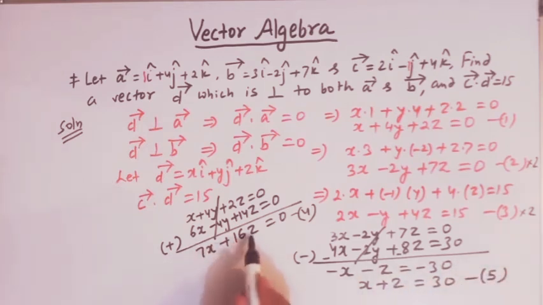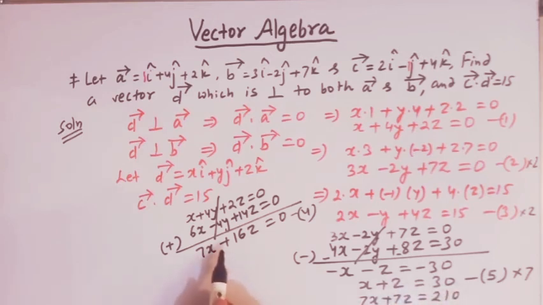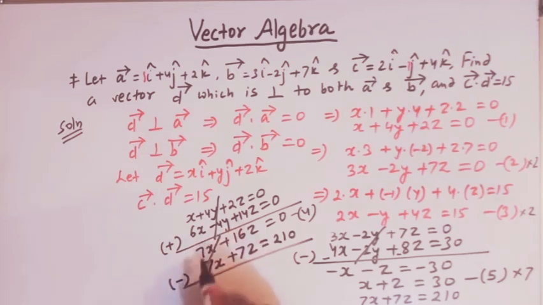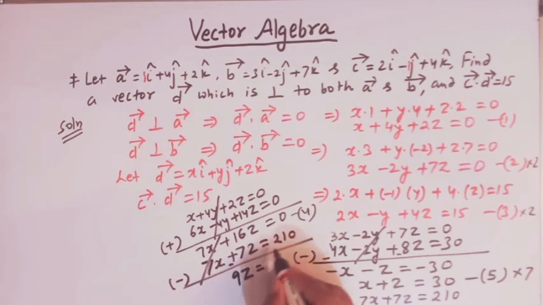Now we have two equations in two variables, right? So let us solve these two equations, and let us multiply equation 5 by 7. So we get 7x + 7z = 210. Now let us subtract these two equations. Here we have 7x + 16z = 0 and 7x + 7z = 210. If we subtract, the 7x terms get cancelled. Here we have 16z minus 7z is equal to 9z, and here we have minus 210. So z is minus 210 by 9, and this is minus 70 by 3, right?